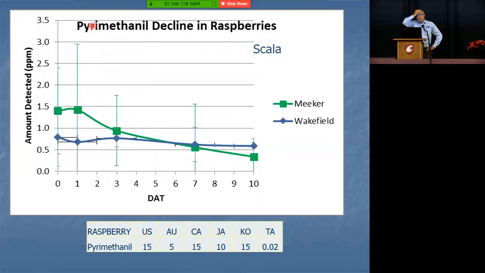Pyrimethanil is the other part of, no, that's Scala. That's a new fungicide that's coming. Again, if we want to go into Australia, it would not preclude us from going into Australia, it would not preclude us from going into Japan because the residues are much lower than what any of those tolerances are.